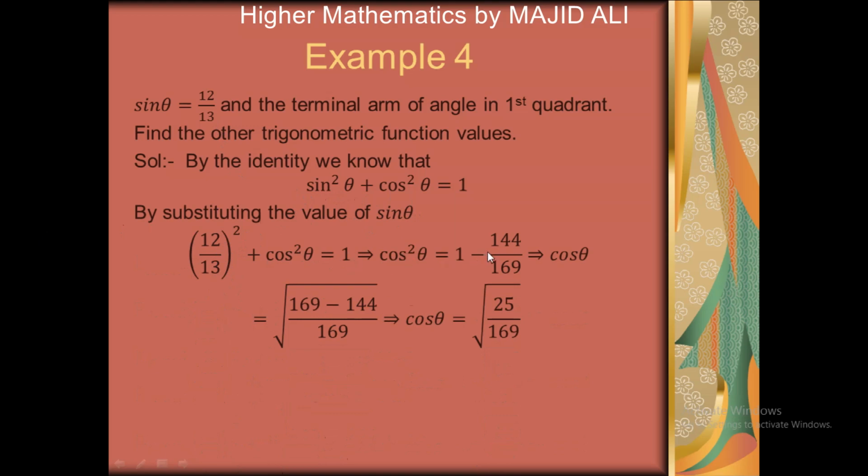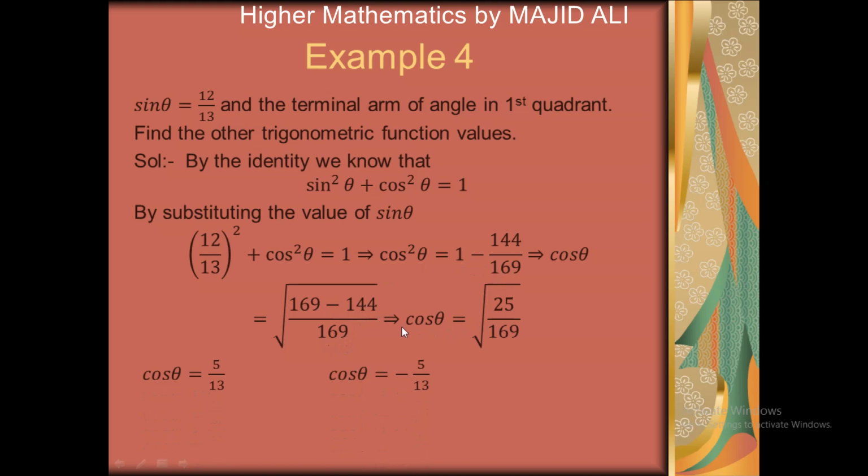So cos square theta is 1 minus the square of 12 over 13. 12 square is 144 and 13 square is 169. This implies that the value of cos square theta, by taking the LCM, is 169 minus 144 over 169, which is equal to 25 over 169.